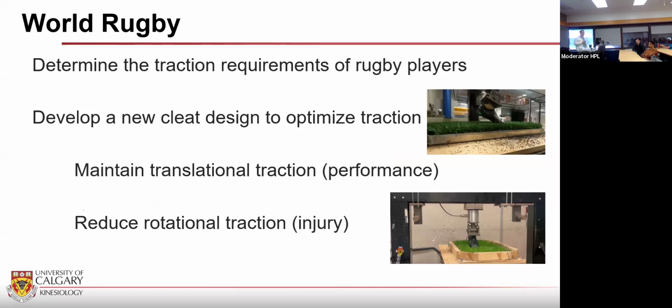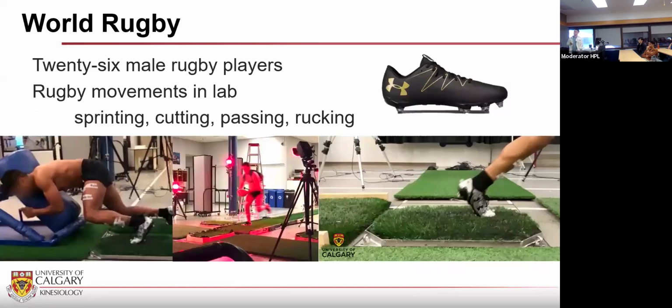So the first thing that we needed to do to accomplish that is to determine the traction requirements of rugby players. So once we know how much traction these rugby players need to perform maximally, then we can work at designing and ensuring that we maintain that traction while potentially reducing it in regions that they don't need it. Once we've developed a new cleat design, the cleat design should have maintained translational traction to optimize performance, and this new cleat design should reduce rotational traction in order to reduce lower extremity injuries.